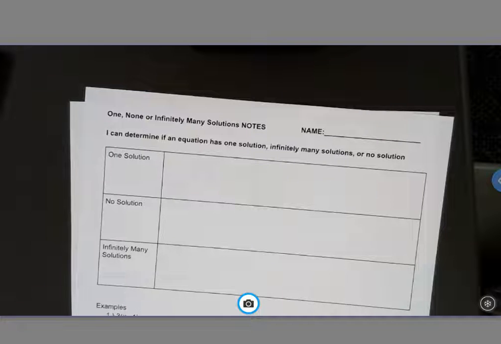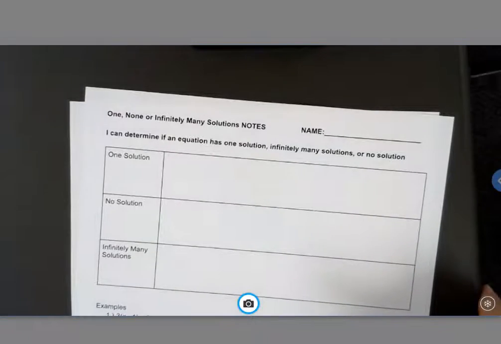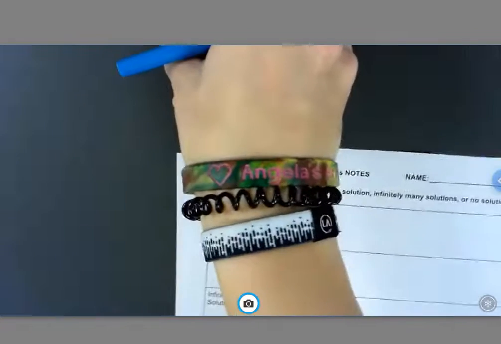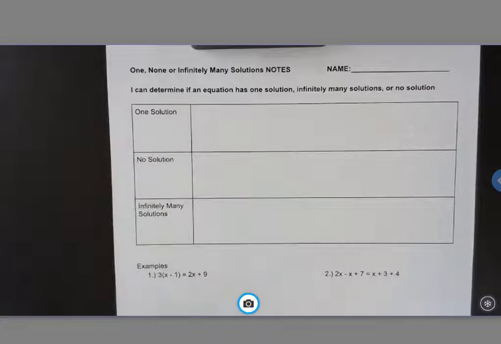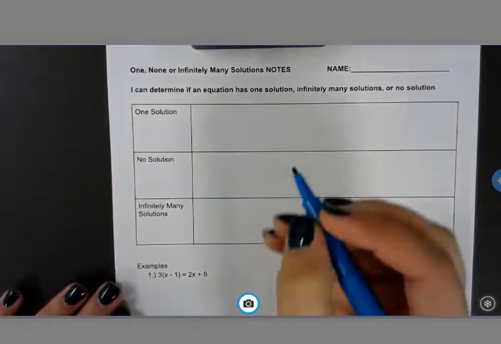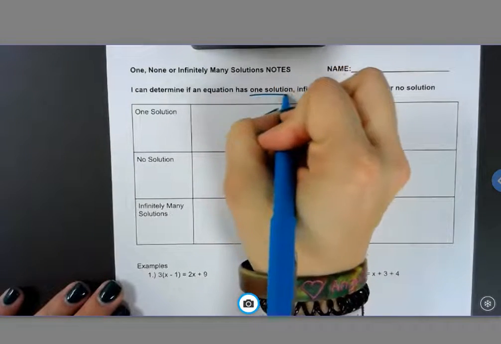All right, guys, you should have your note sheet out. So we're going to do the last type of different equations. And in these equations, we are going to have to determine if an equation will have one solution.